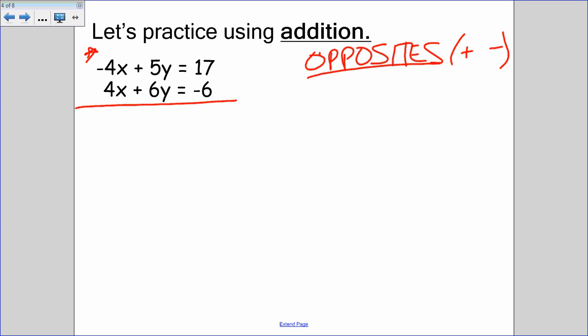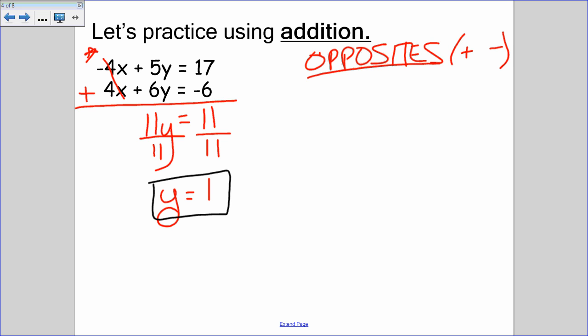So I'm going to set up my addition problem. Okay, 4x plus negative 4x, those are going to cancel. Okay, we've eliminated our x's. What is 5y plus 6y? Good, 11y. And 17 plus negative 6 is going to equal 11. Okay? If we divide by our coefficient, we get a y equaling 1. Okay, we have found our first variable.